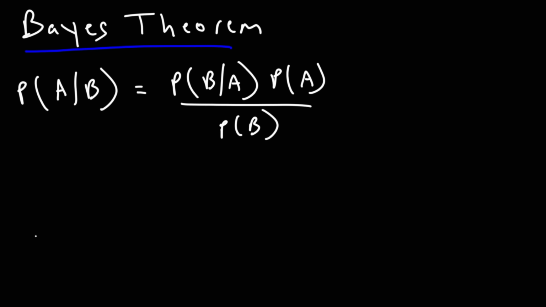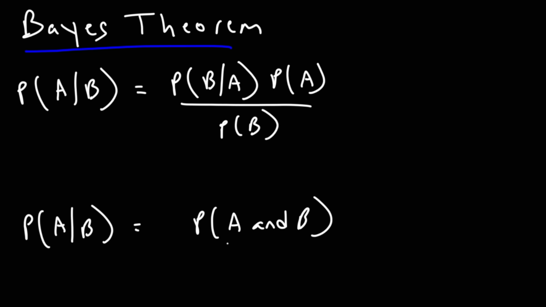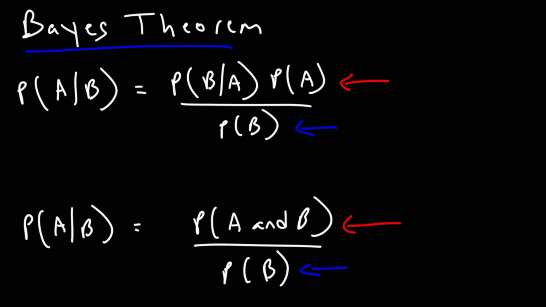So I want to compare the formula for Bayes' theorem with the other conditional probability formula, so you can see how they're related. This should be P of B. So these two are the same, and these two, they look a little different, but in reality, they are equivalent to each other.